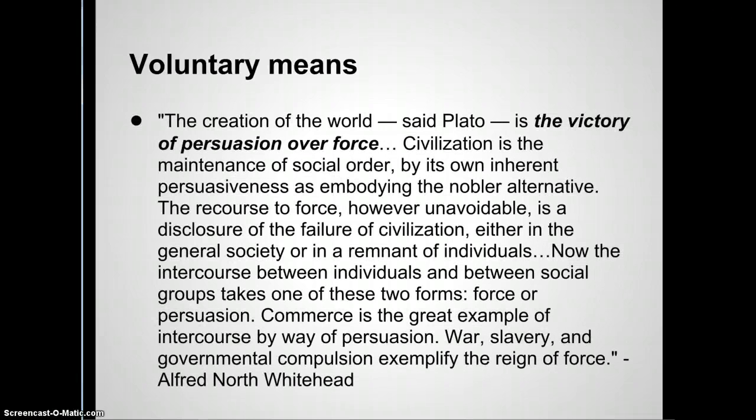Alfred North Whitehead said, "The creation of the world," said Plato, "is the victory of persuasion over force. Civilization is the maintenance of social order by its own inherent persuasiveness, as embodying the nobler alternative. The recourse to force, however unavoidable, is a disclosure of the failure of civilization, either in the general society or in a remnant of individuals. Now, the intercourse between individuals and between social groups takes one of these two forms, force or persuasion. Commerce is the great example of intercourse by way of persuasion. War, slavery, and governmental compulsion exemplify the reign of force."